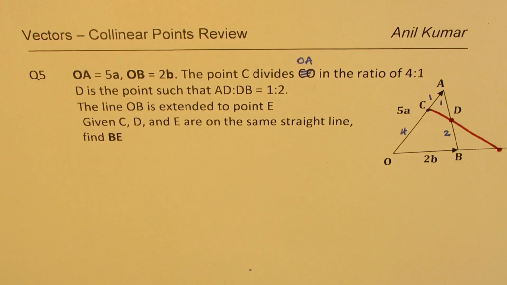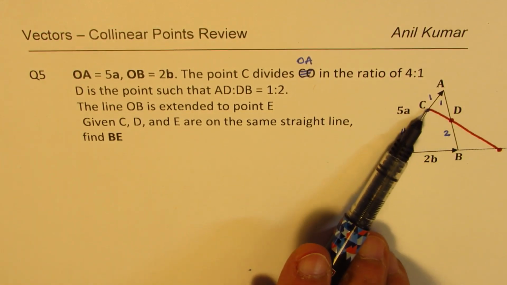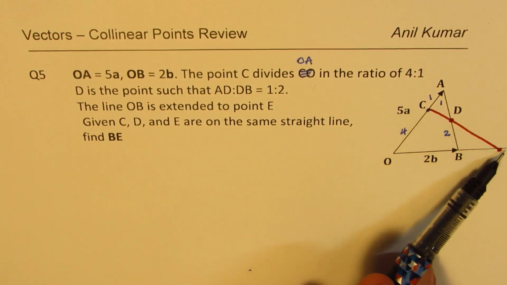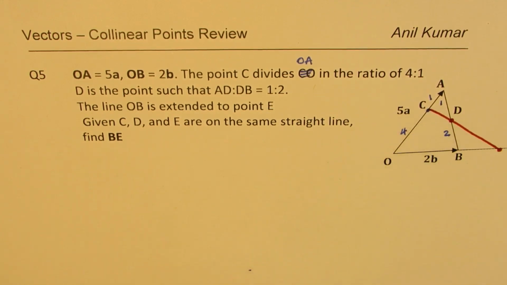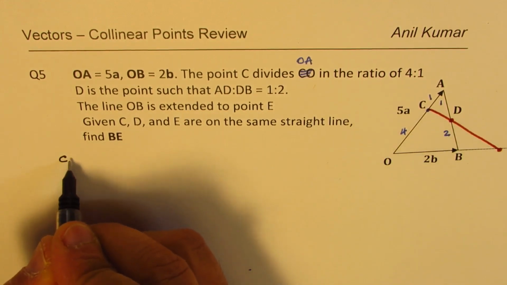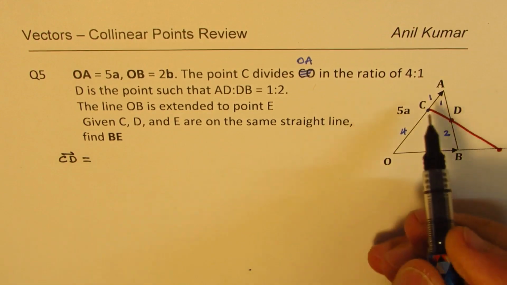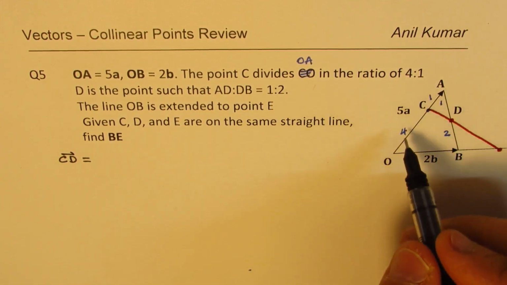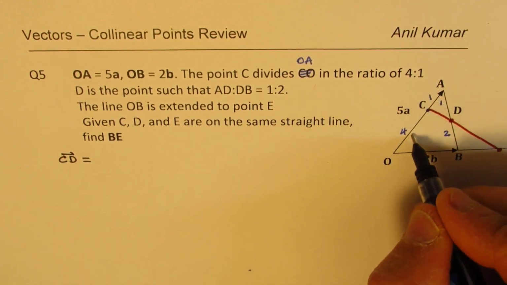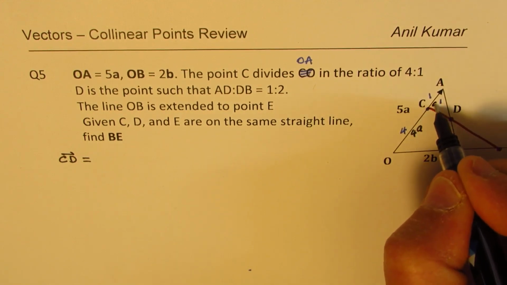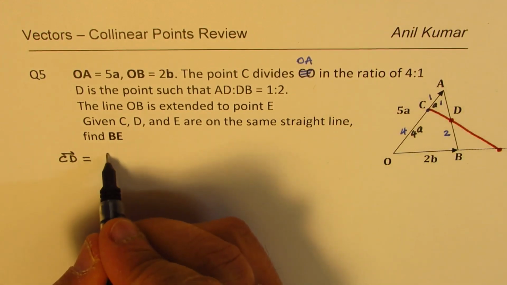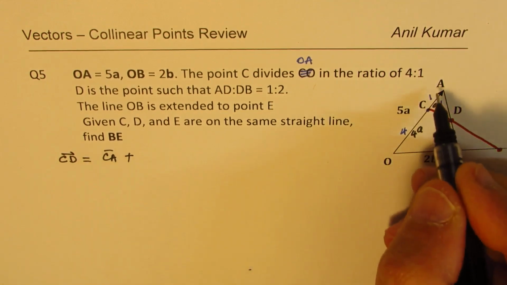Okay, now let us see how to do it. Basically, we need to find what CD and CE are, and their ratios should be the same, right? Since they are collinear, C will be a common point. So that is how we are going to work. Let's find what C to D is. So C to D, you have to move up. When we say 4:1, the total is 5A, that means we can say this is 4A and that is A. So C to A, let's write CA first, plus A to D.